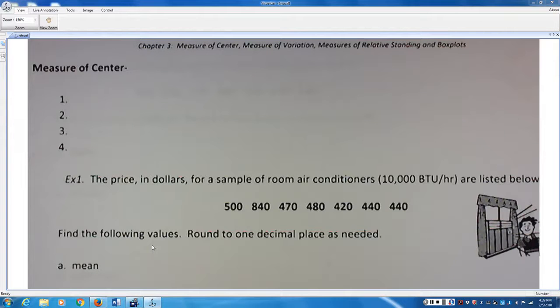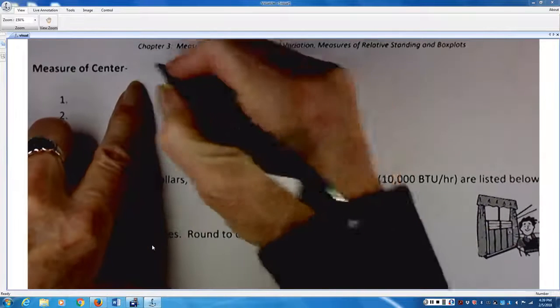So we're going to begin chapter 3. And we're going to talk about something called measures of center. Now, there's two words that I want you to associate with measures of center. One of them is expected value.